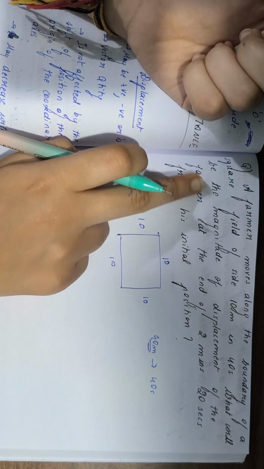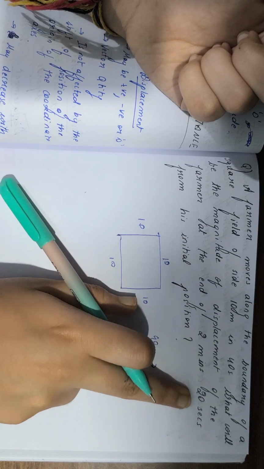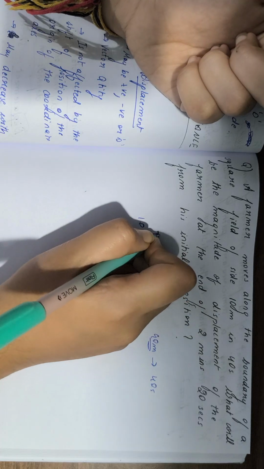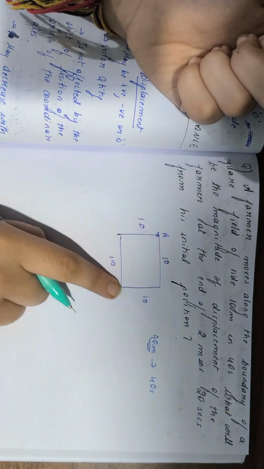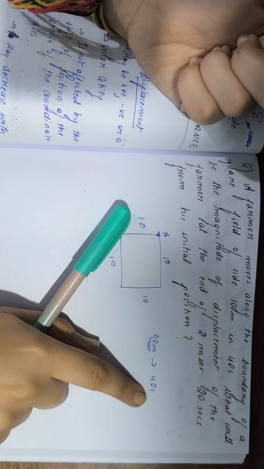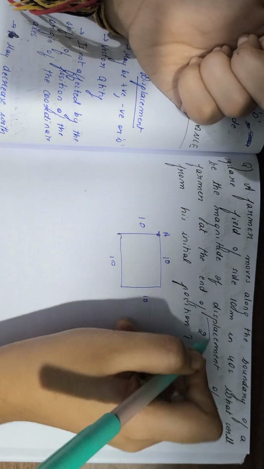What will be the magnitude of displacement of the farmer at the end of 2 minutes 20 seconds from his initial position? Let's say this is the initial position A. From his initial position, what will be the displacement we need to find out? So 40 meters he has traveled in 40 seconds. This is clear for us. Now we need to find out the displacement.